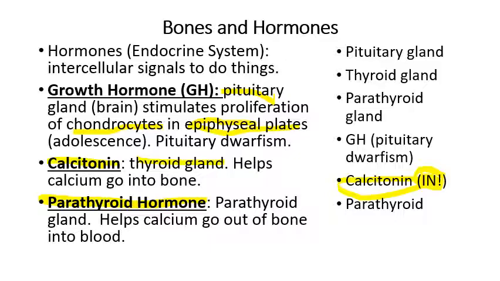So we have 3 hormones that control the behavior of bones. We have growth hormone, which causes bones to elongate and become longer because it stimulates the chondrocytes inside the epiphyseal plate when we're growing vertically. And then whether we're growing vertically or not, there is calcitonin and parathyroid hormone, 2 hormones that control whether calcium goes into the bone or comes out.